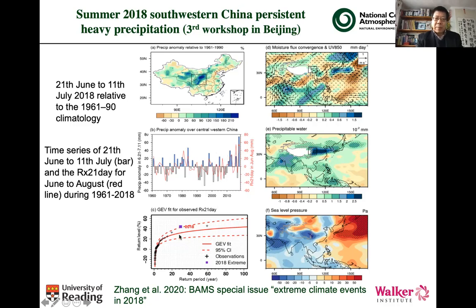And showing the bottom left is the 21-day max precipitation fitted with the GEV fit. You can see that the 21-day maximum precipitation is generally fit by the GEV fit. And for 2018, the precipitation return period is about 30 years.